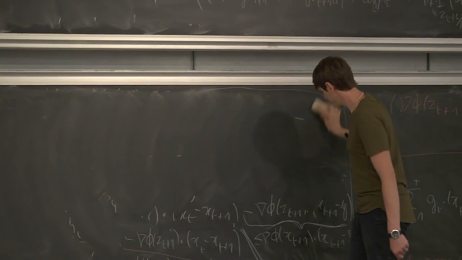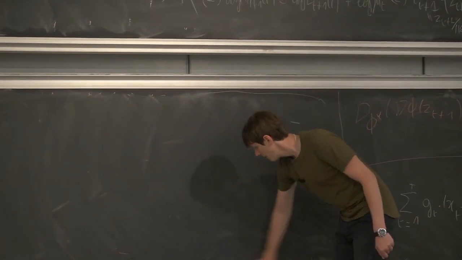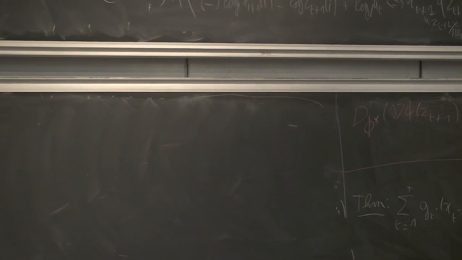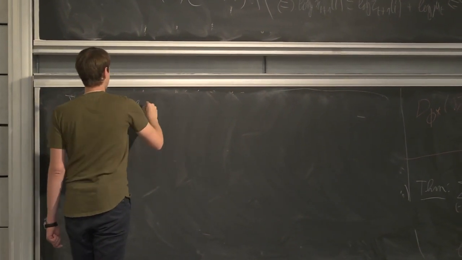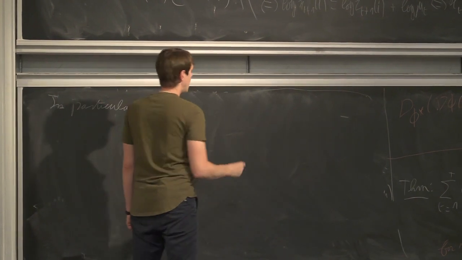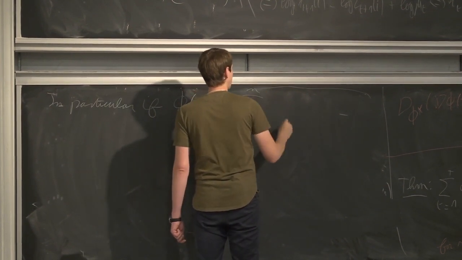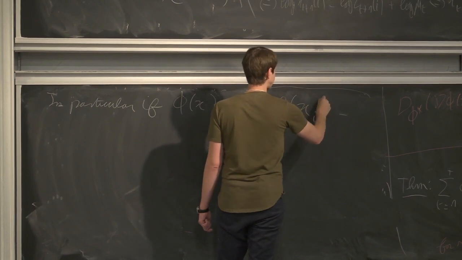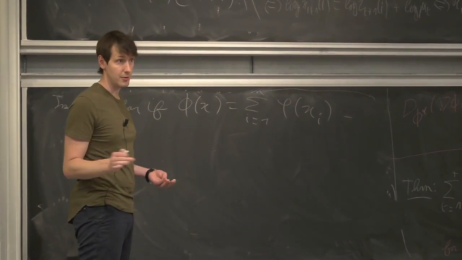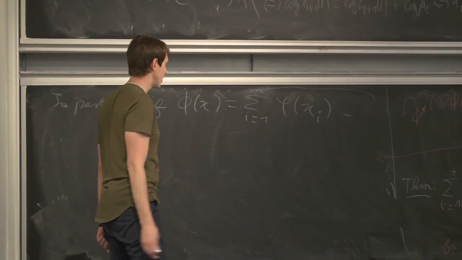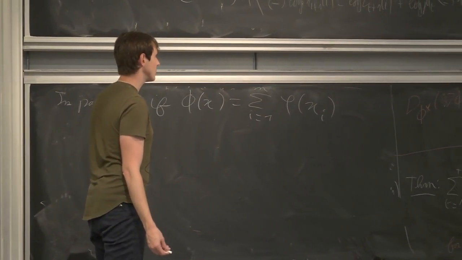A corollary of this is the following. Let's see what happens if phi is a separable function. So in particular, if phi of x is equal to the sum over i from 1 to n of phi of xi. So if we are in the much simpler case where we have a separable mirror map, which is all we have been seeing so far. So far we didn't see any fancy multivariate mirror map. They were all separable functions.